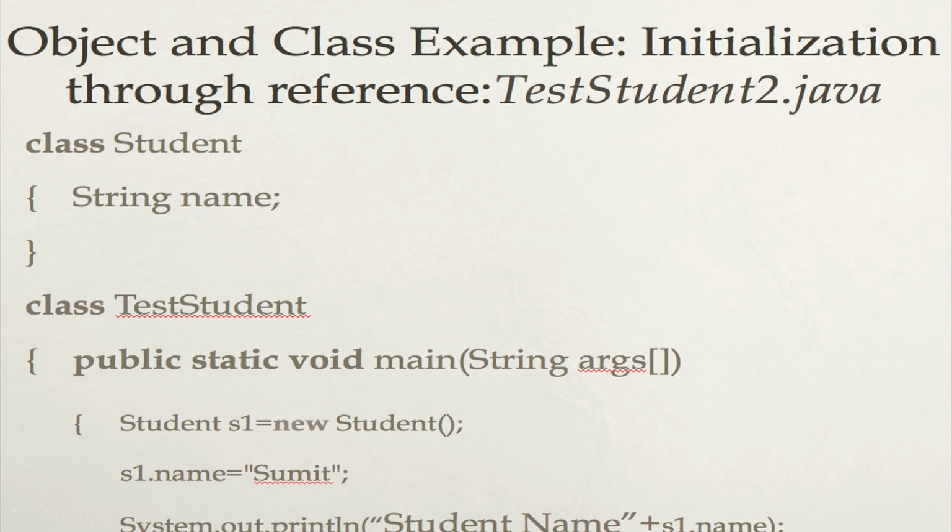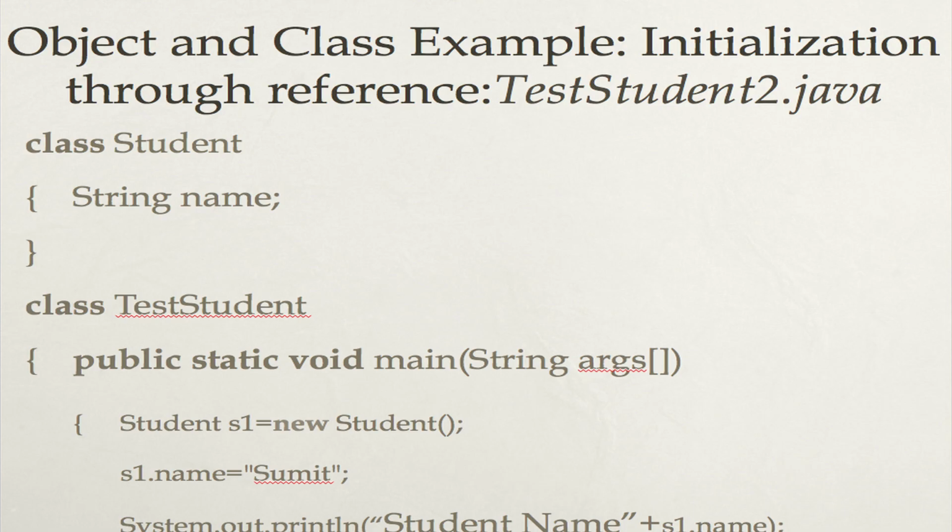Inside this main we have s1, an object of the Student class. When we write s1 = new Student, it will execute the default constructor. We have not mentioned any constructor here, but it automatically executes the default constructor. The next line is s1.name = Sumit. So directly we are initializing the previous class variable from the second class. s1 is the object of the Student class, so using it we can assign the value to the name variable. This is initialization through a reference.